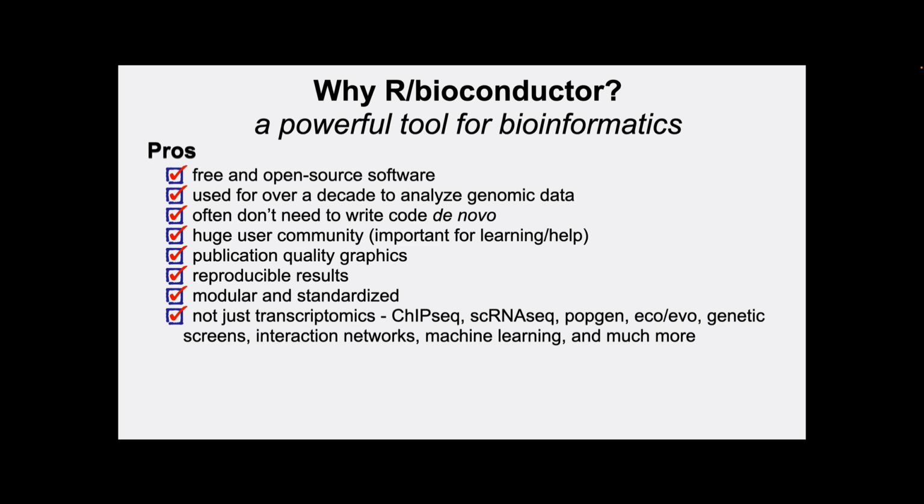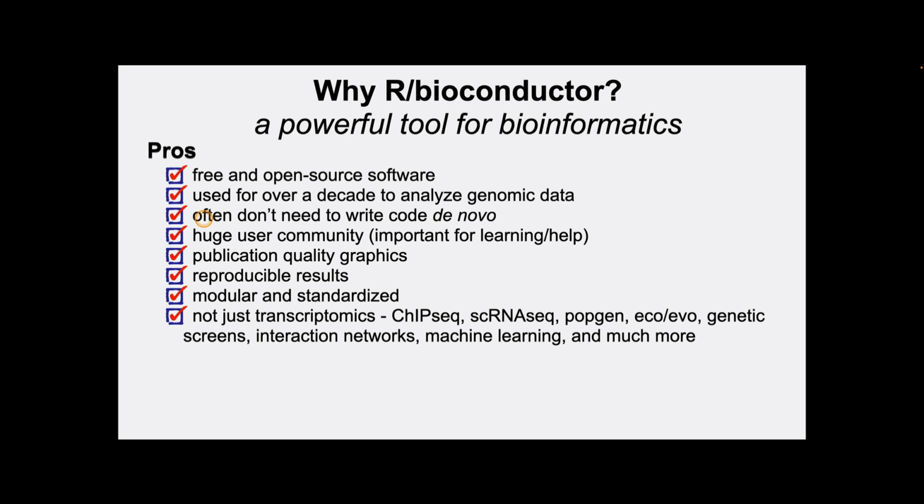If I'm going to talk about the pros and cons of commercial software, it's only fair that I do the same for what we'll be using in the course, R and Bioconductor. Maybe the biggest pro of using R and Bioconductor is that it's free and open source. You will never have to pay anything to use R. It's also been used for over a decade to analyze genomic data. So there's a rich tradition and a rich set of tools for a wide range of genomic data types.